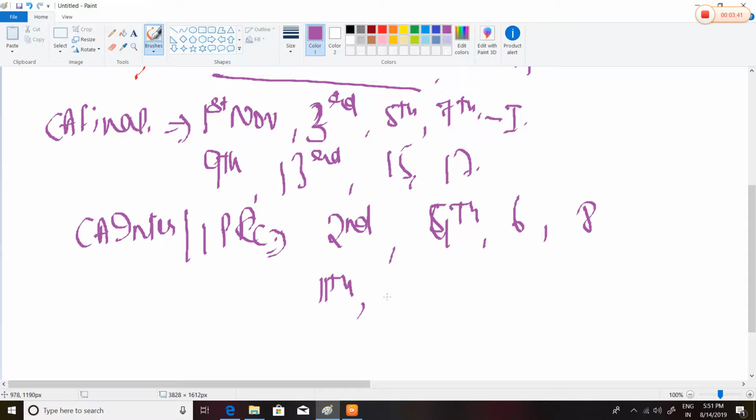Then 12th, no exam. 13th, CA final exam. Then the next exam is on 14th, 16th, and 18th. Till 16th are the exams for the CA IPCC old course and till 18th for the new course.